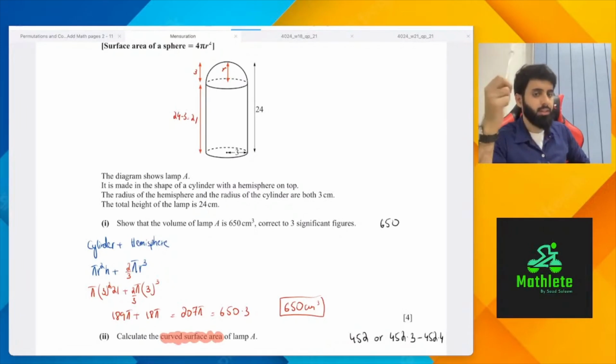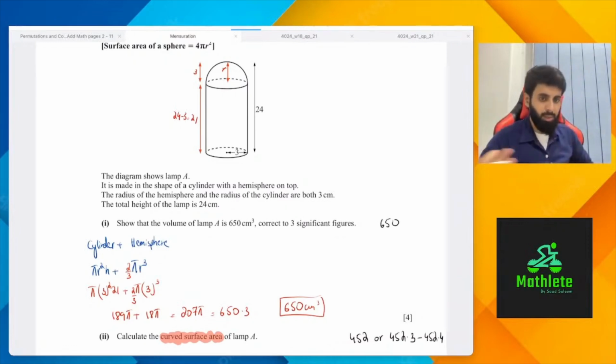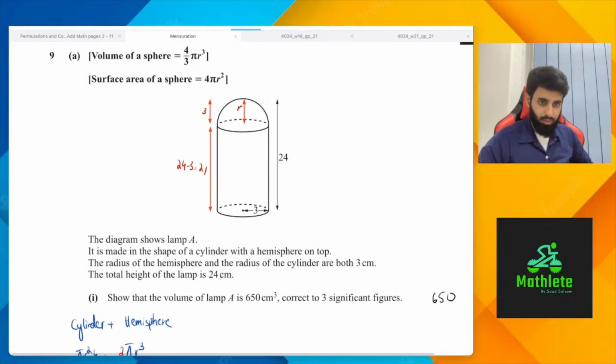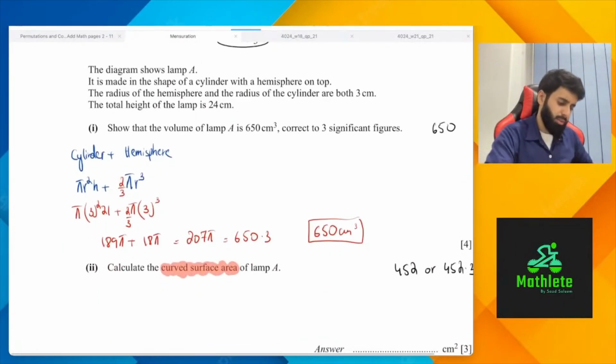Minusing circle's area. Yes. Okay, so I get what you're saying. The only area that we're not going to include is the base, which is the circle. We're going to include the area of the hemisphere and the curved surface area of the cylinder. Okay. So by subtracting the area of the circle, or we could do that later on, we can subtract the area of the circle.